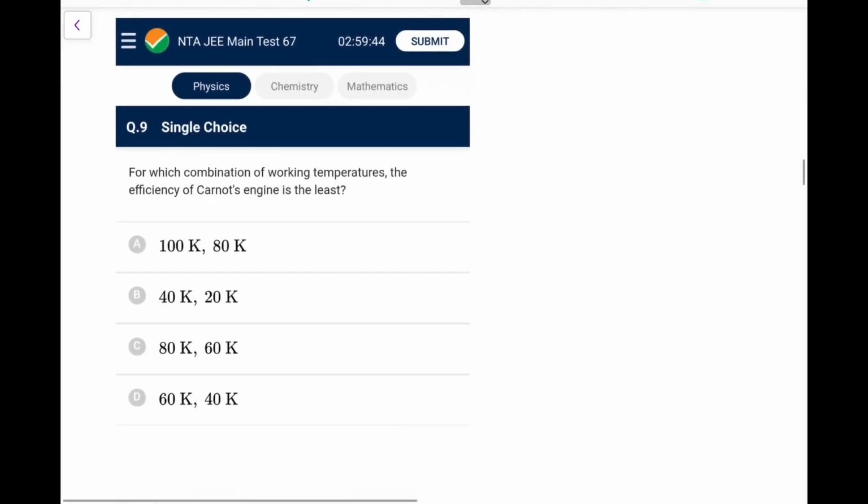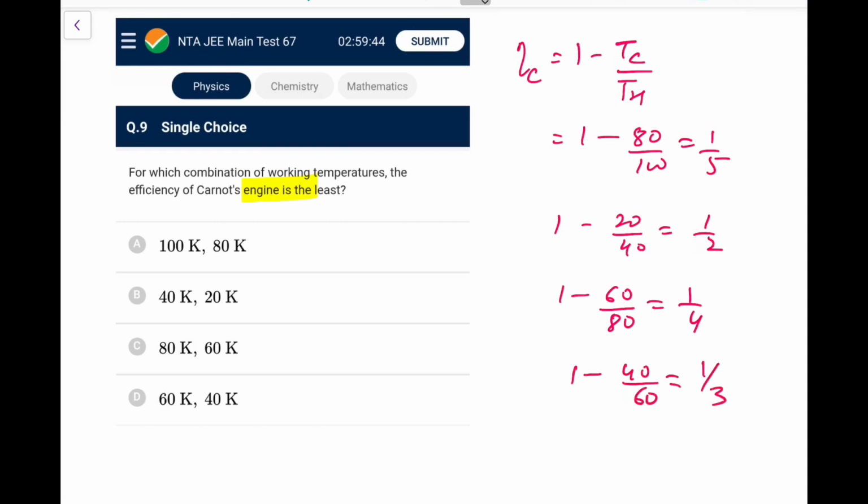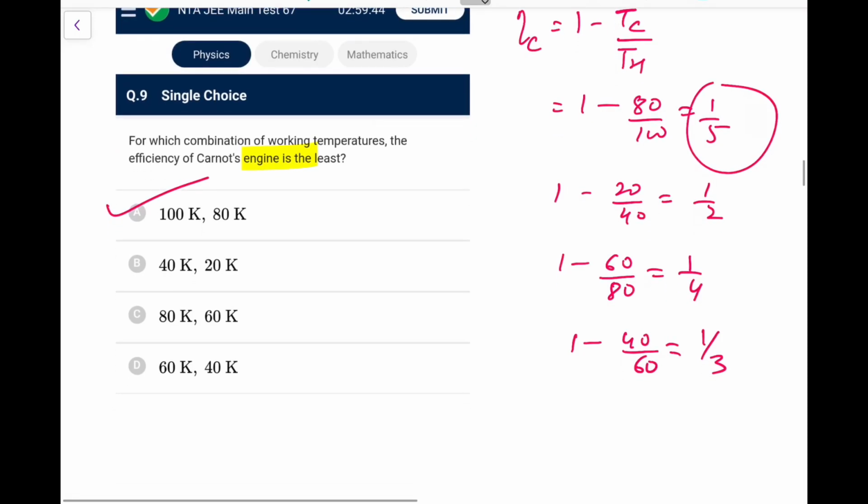Next, for which combination of working temperatures the efficiency of Carnot engine is the least? Okay, so what we have, Carnot engine efficiency eta C is 1 minus Tc by Th. So for the first one, it is 1 minus 80 by 100, it comes out as 1 by 5. This is 1 minus 20 by 40, it comes out as 1 by 2. That is 1 minus 60 by 80, that is 1 by 4. This is 1 minus 40 by 60, that is 1 by 3. So minimum is 1 by 5. So I'll go for option A, that is 100 Kelvin, 80 Kelvin.